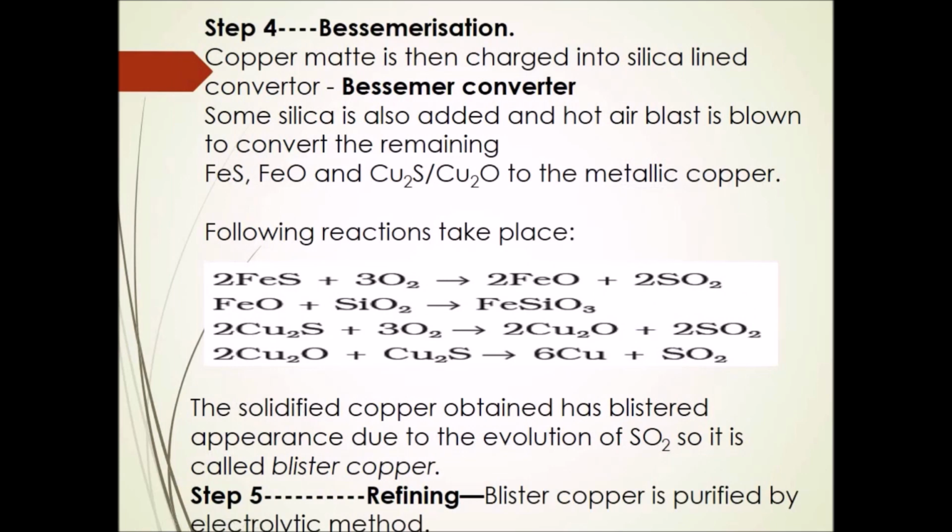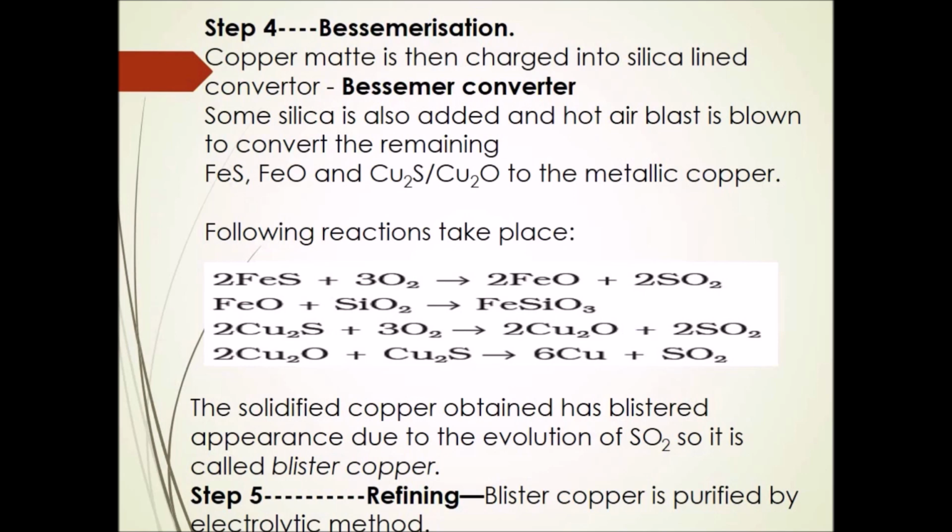So now let us subject this to bessemerization. This pear-shaped tank is called the Bessemer converter. Now the copper matte from the blast furnace is transferred into this Bessemer converter, and some amount of silica is also added. So remember again, copper matte. What is copper matte? It is Cu2S, that is cuprous sulfide, and ferrous sulfide.